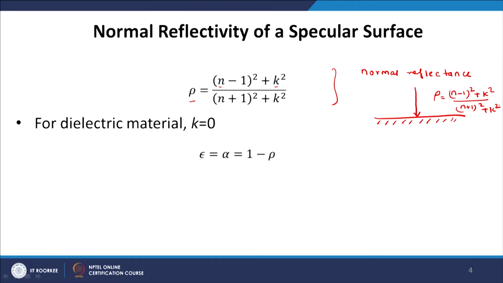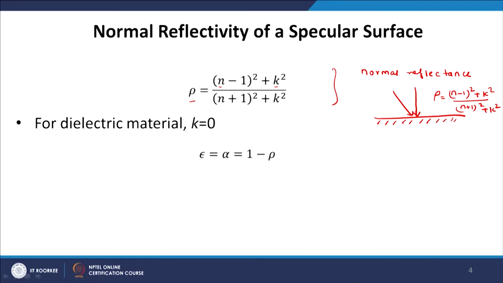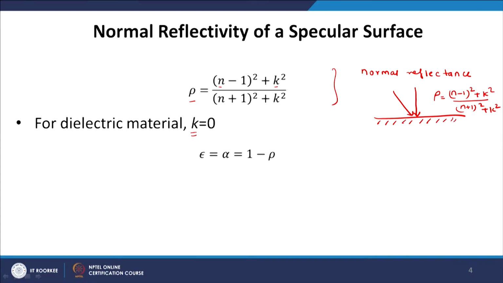Similar expressions exist for radiation falling at an angle. From different angles different relations exist, but the relations are a little complicated. So, I will just introduce you to the normal reflectance, that is the radiation falling perpendicular to the surface. Now, this is for a metallic surface. For a dielectric material, the imaginary part of the index of refraction is 0. So, k is equal to 0, and the expression for reflectance for a dielectric material will simply be (n minus 1) square upon (n plus 1) square.